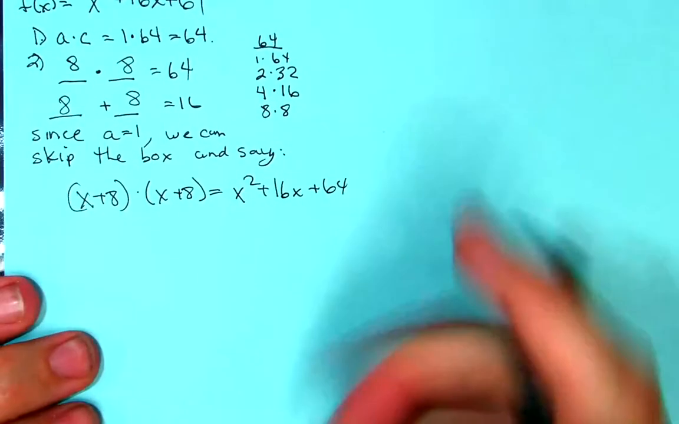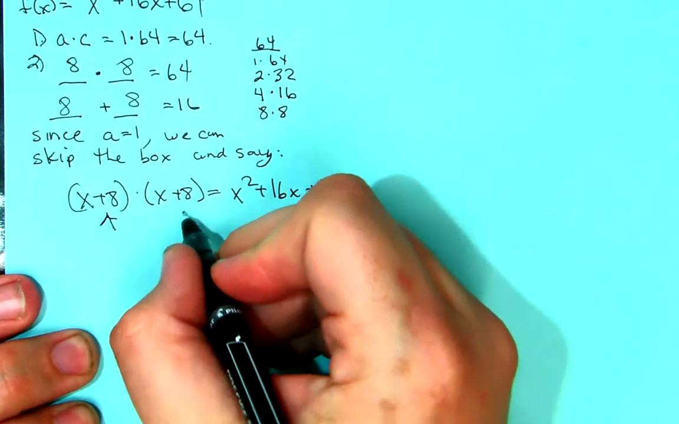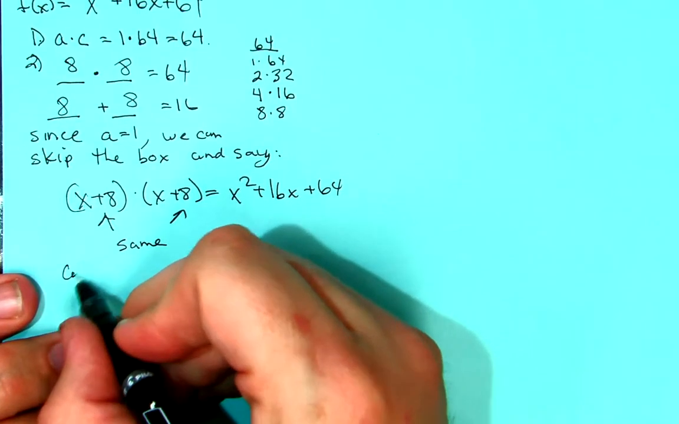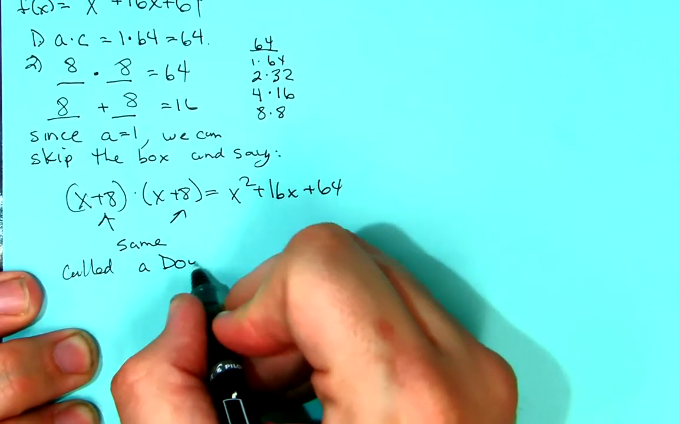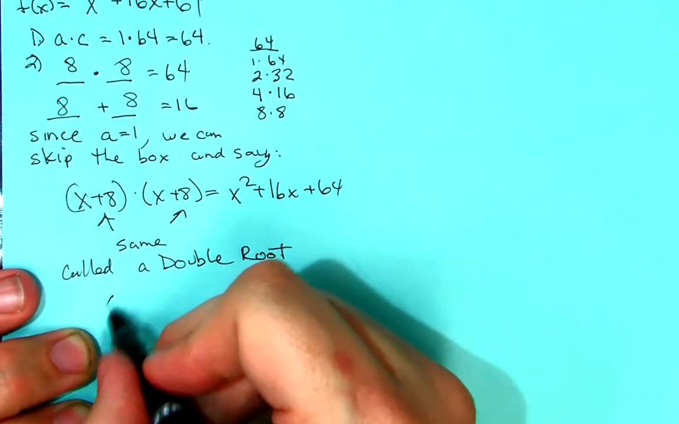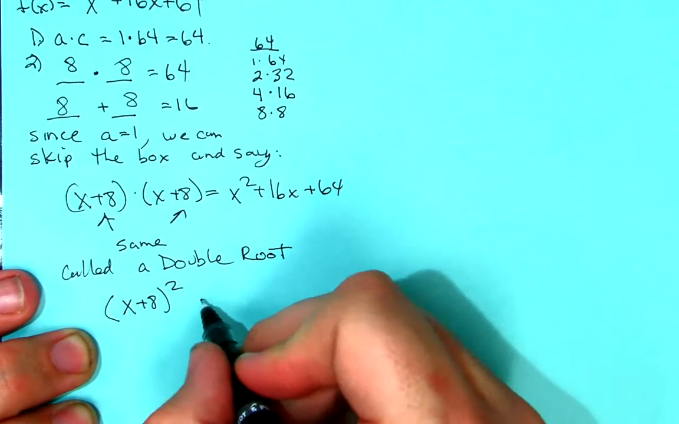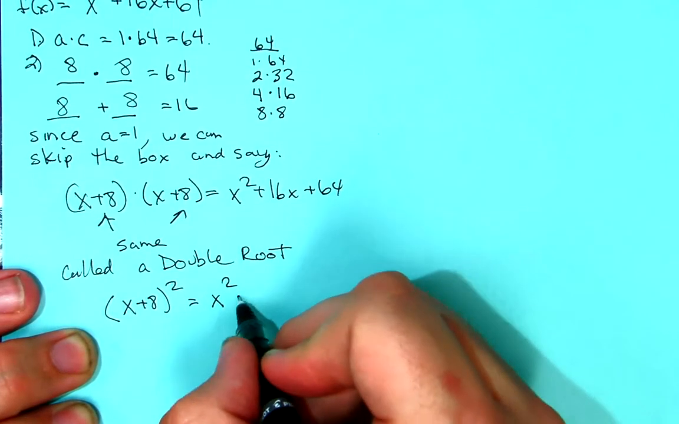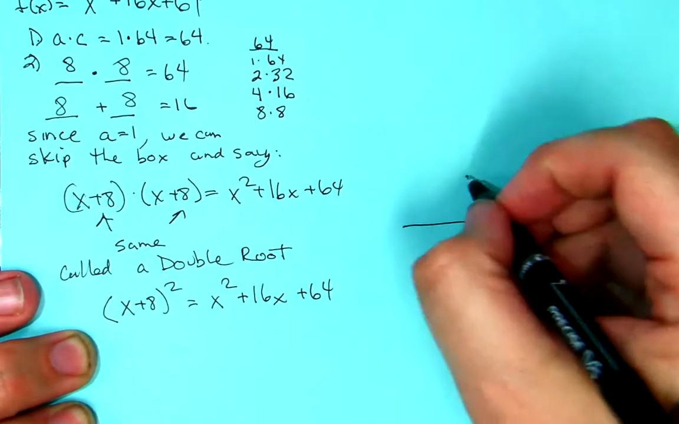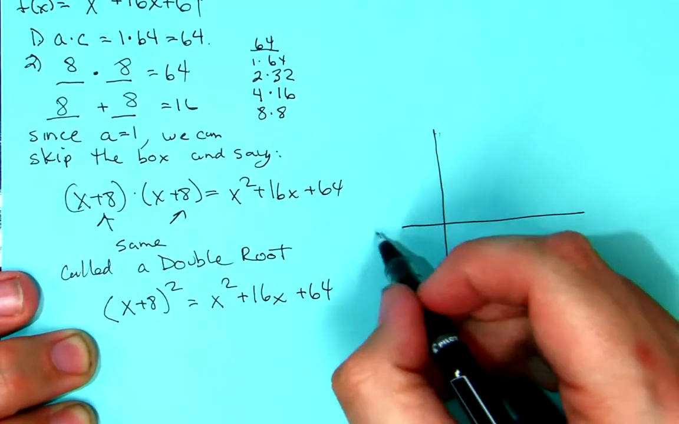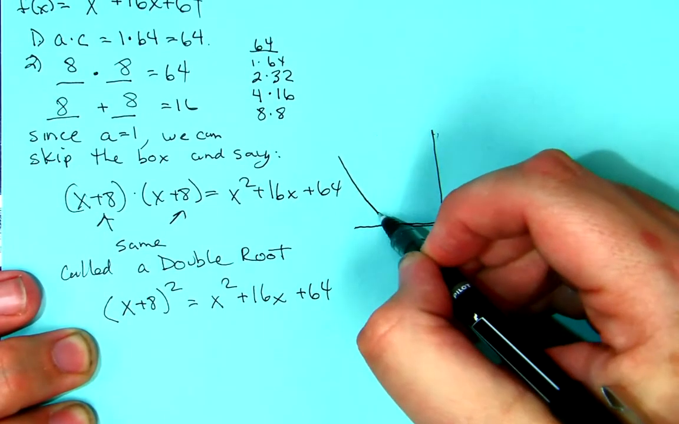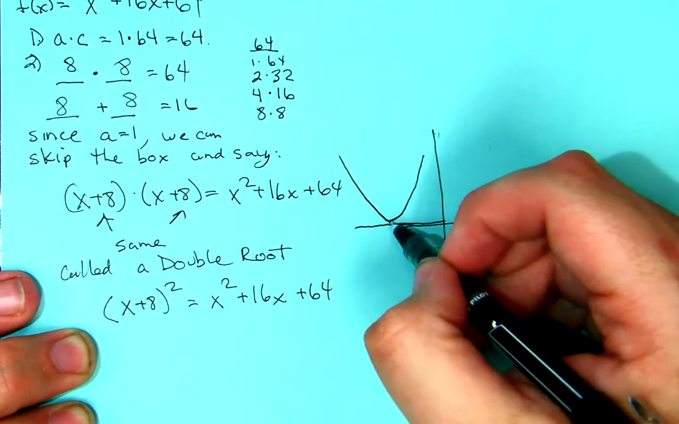I want to do this problem because I wanted to show you that these factors are the same. And this is called a double root. We can simplify this down to (x plus 8) quantity squared is equal to x squared plus 16x plus 64. And on the graph, the parabola is going to hit the x-axis just once.